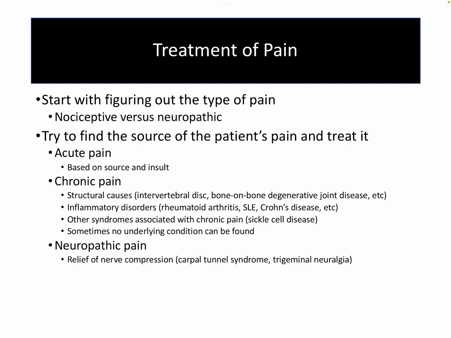Now, if you can find a source, try to treat it. Now, for acute pain, that's based off source and insult. Your ankle hurts, etc., etc. You have a broken ankle, we splint it, all those things.